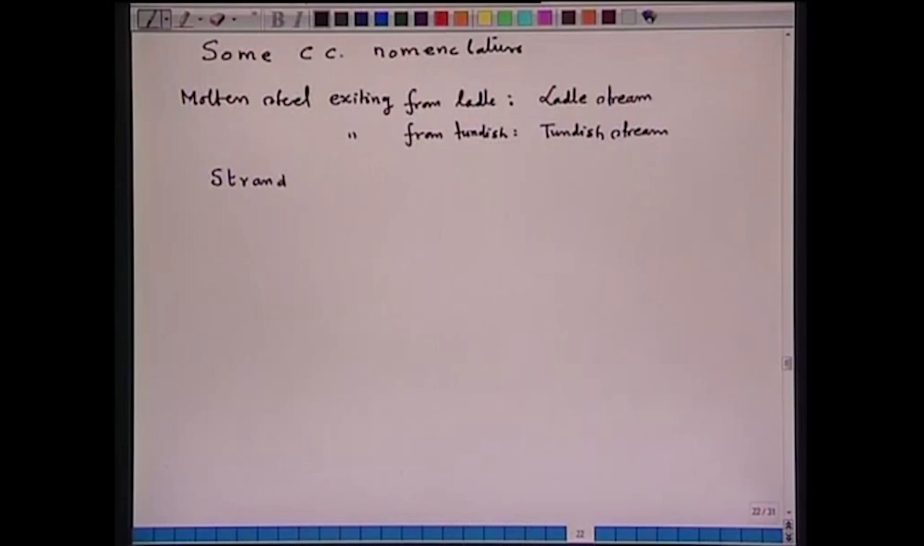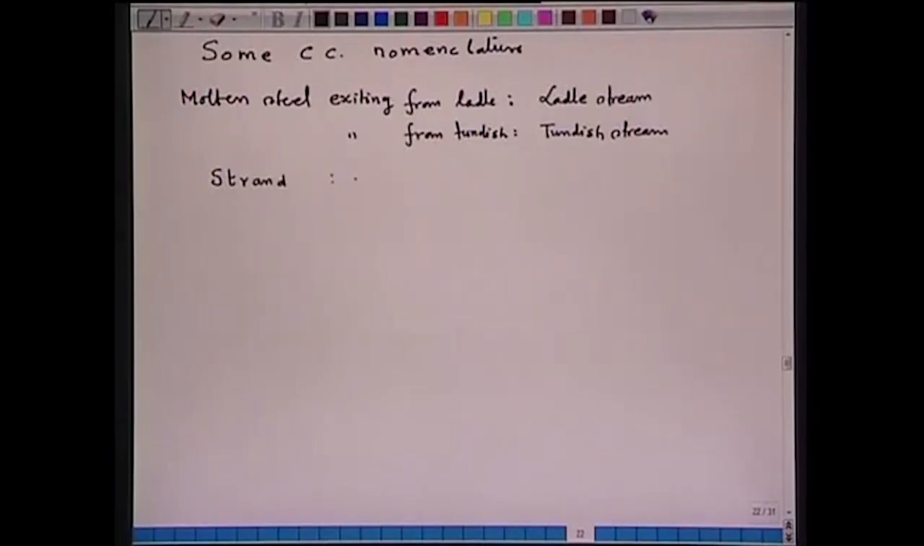about the strand. Strand is in fact the name given to a semi-finished product, and a strand means it's a billet or bloom or slab. In fact, strand means the solidified product. So, you can have a slab casting machine or a bloom casting machine or a billet casting machine.